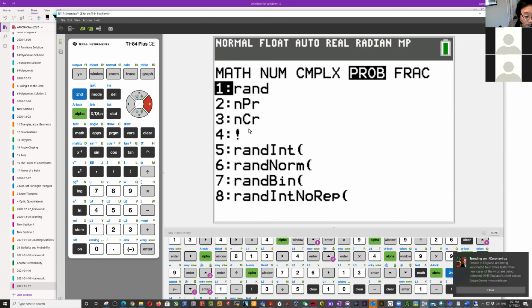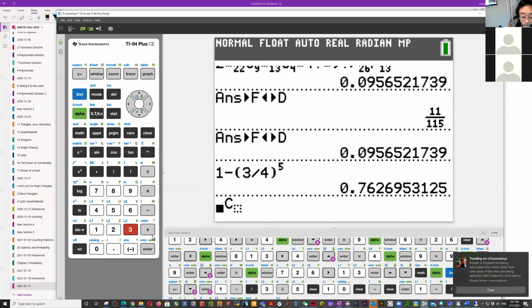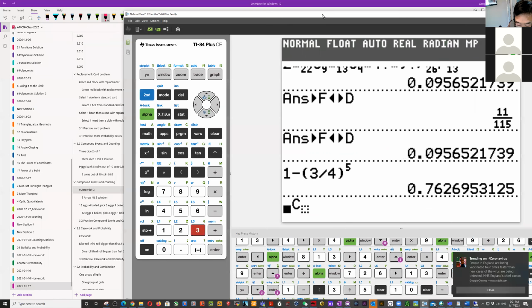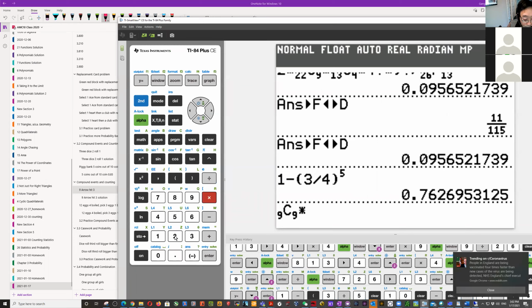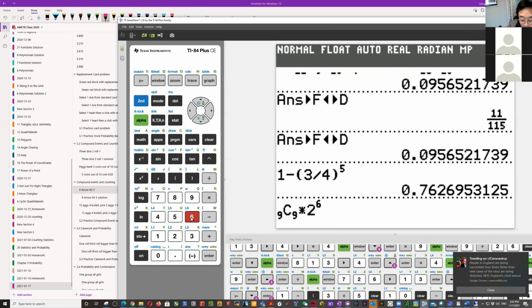You can just click the 3 here. It allows you to input a number. So 9 choose 3, and then I'm going to be multiplying by 2 to the 6. Then I'm going to divide by 3 to the 9th.